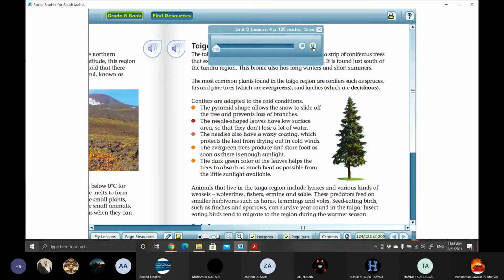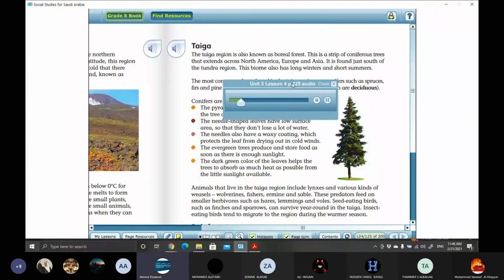The taiga region is also known as boreal forest. This is a strip of coniferous trees that extends across North America, Europe, and Asia. It is found just south of the tundra region. This biome also has long winters and short summers. The most common plants found in the taiga region are conifers, such as spruces, firs, and pine trees, which are evergreens, and larches, which are deciduous.